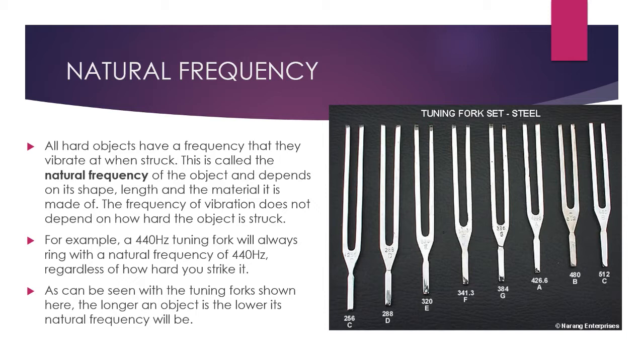So the frequency of these tuning forks depends on the length of the arms and not on how hard you hit it. You can see here we have a range of different tuning forks from 256 Hertz all the way up to 512 Hertz. And you can see that the ones with the lower frequencies have the longer arms, and the ones with the higher frequencies have the shorter arms. So it depends on the shape of the object and not how hard you hit it.